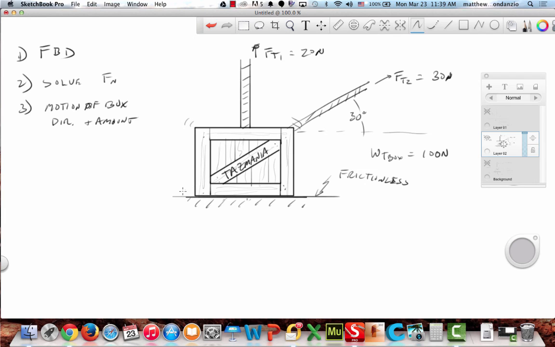Ignore the fact that the box is rustling because of the Tasmanian devil inside. That's 30 newtons for Ft2. Yes, 30 newtons. All right, finish this for homework. Come back tomorrow.